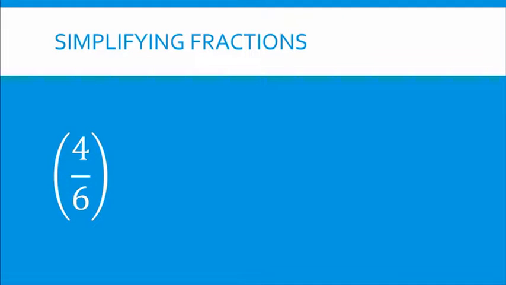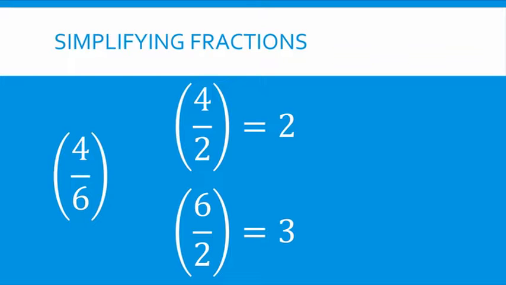In order to simplify a fraction, we find the largest number that divides evenly into both the numerator and the denominator. 2 is the largest number that both 4 and 6 can be divided by. This gives us the simplest form of 4 over 6, which is 2 over 3.